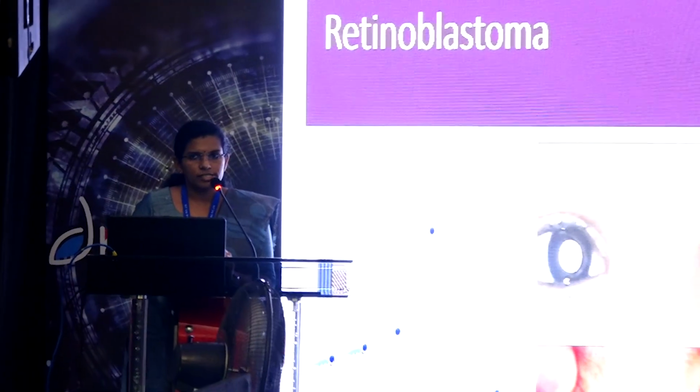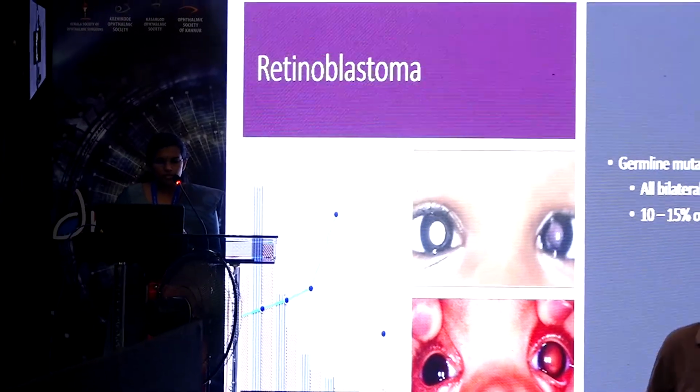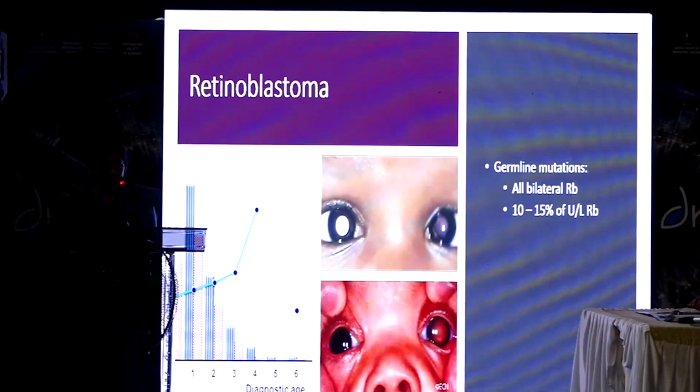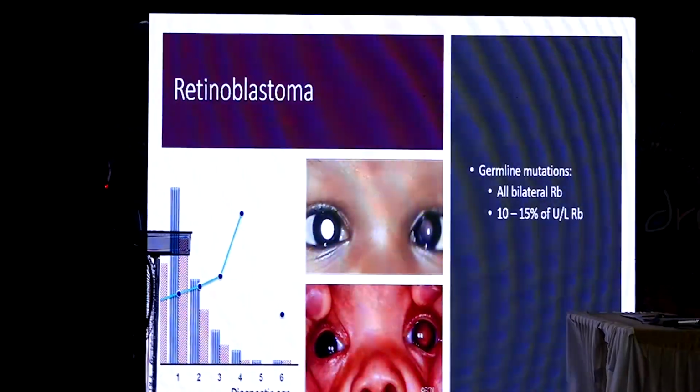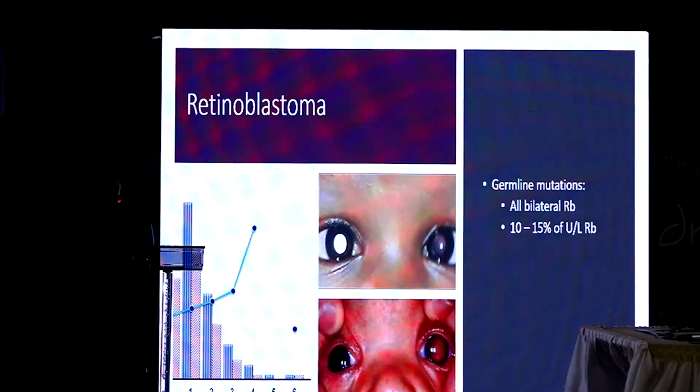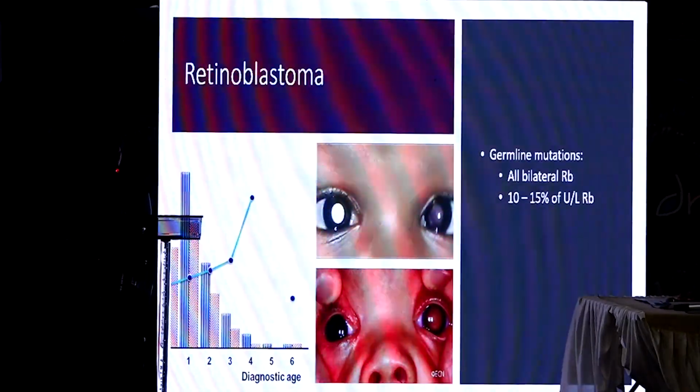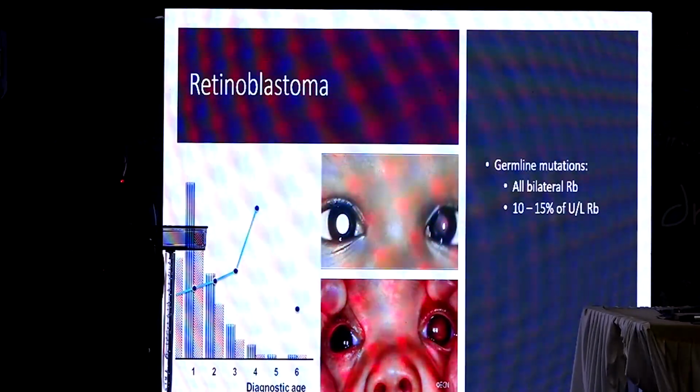And germline mutations can be seen in all bilateral retinoblastoma and 10 to 15% of unilateral retinoblastoma. And you can see the most common age group in a unilateral case it's 24 months, and in a bilateral case it's around 10 months.